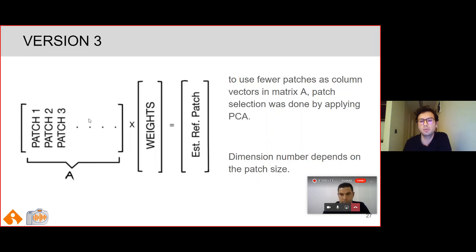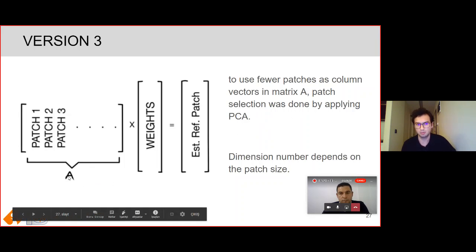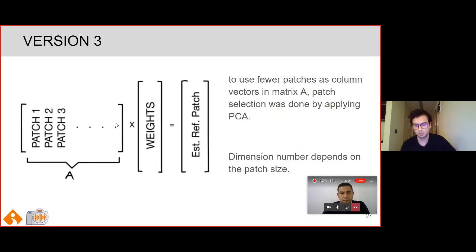Then we use dimension reduction here, and the reduced dimension size depends on the patch size. For example, if the patch size is 5, then at the end of this process we will get 5 items in the A matrix. And again, the other procedure is the same. We are calculating the LLE weights and getting the estimated reference patch. Then we put in the estimated value of the reference pixel.